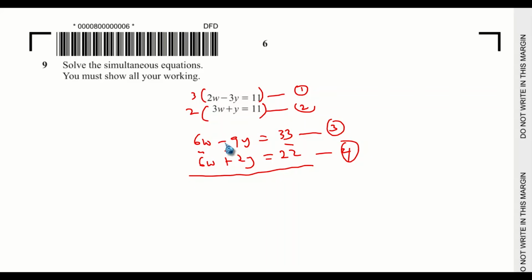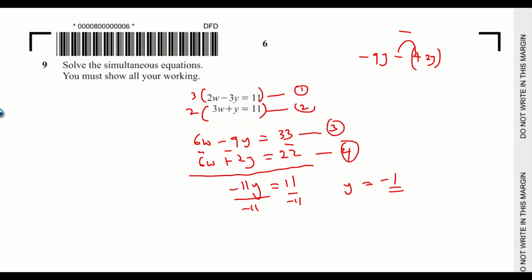So this is gone. Here you need to be careful: negative 9y minus positive 2y, so this and this combine together to become minus. You have negative 9y minus 2y. You need to be very careful when you are doing that. This will give us negative 11y equals 33 minus 22, that will give us 11. If you divide both sides by negative 11, the value of y becomes negative 1.